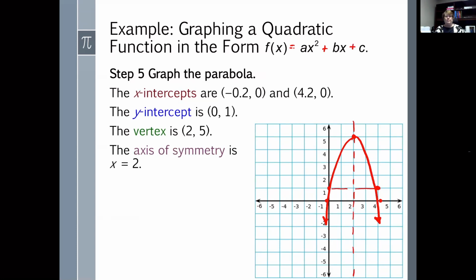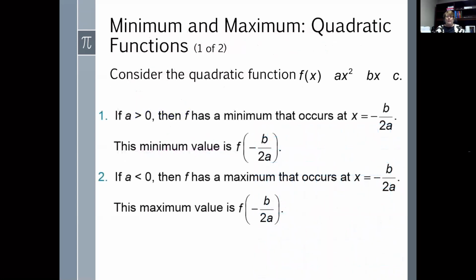Still missing those operation symbols in that quadratic function. Okay, so considering this function, if the coefficient a on the x squared is a positive number, that means the parabola opens up and it has a minimum at its vertex. So it has a minimum that occurs at x equals -b/2a, and the minimum value of that function is its y value. So it's the y coordinate of the vertex.